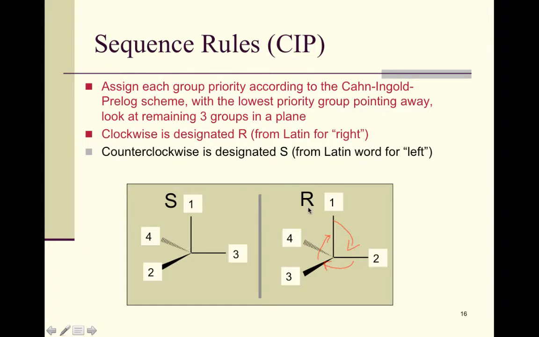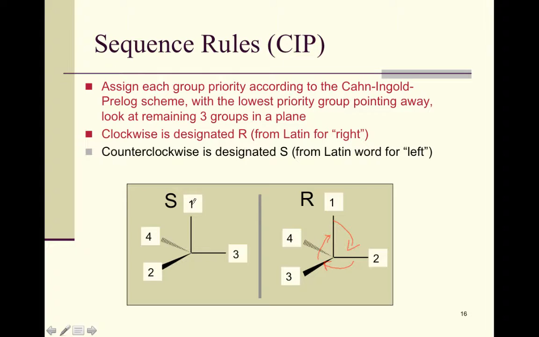Where R comes from is the Latin word for right. On S, we have the lowest priority away from us. Again, if you build a model, and I would even put stickers on them, 1, 2, and 3, you can rotate those around to match R and S. But hold the lowest priority away from you, so the 3 others are staring at you.